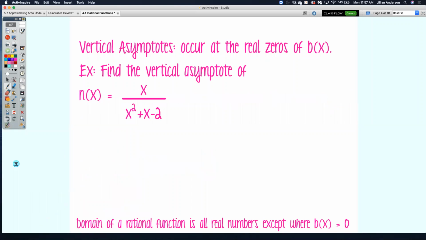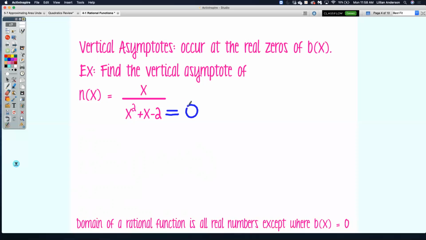Talking about them specifically though, a vertical asymptote occurs at the real zeros of b of x. Remember, b of x was the denominator of your rational function, okay? So wherever the denominator equals 0, those are going to be your vertical asymptotes. So if you have a rational function such as n of x equals x over x squared plus x minus 2, and you're asked to find the vertical asymptotes of this function, you want to find the zeros of your denominator. So that means you want to set your denominator equal to 0.